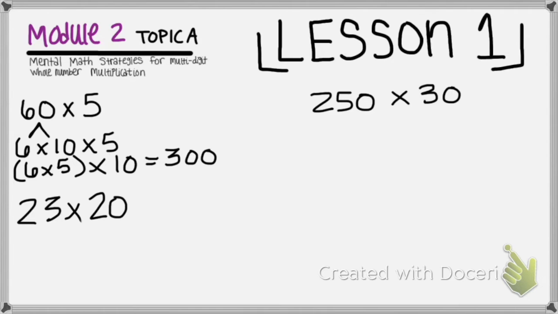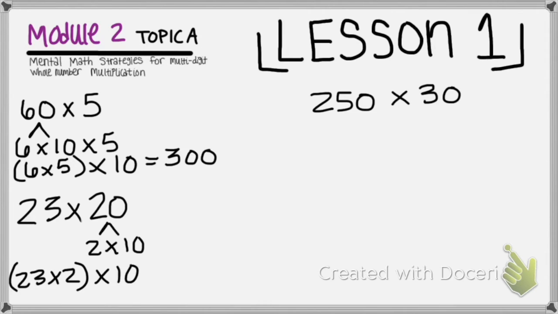Let's look at 23 times 20. 20 can be decomposed into 2 times 10. So now when I rearrange what I'm multiplying, I can take 23 times 2, which is just doubling it, and then multiply whatever that is by 10. 23 doubled is 46. 46 times 10 is 460.